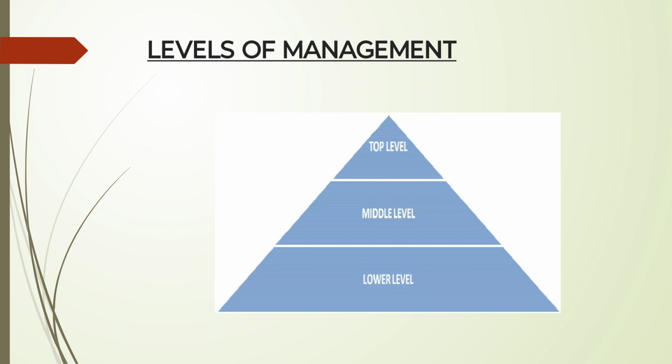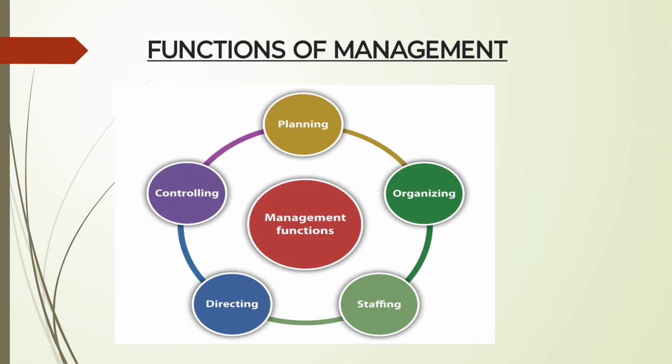There are three levels of management: top level, middle level, and lower level. The next topic is the functions of management. The functions of management contain five parts: planning, organizing, staffing, directing, and controlling. These are the basic things of management. From the second unit we discuss planning, the third unit is organizing, the fourth unit is directing, and finally the fifth unit is controlling. These functions are discussed elaborately in the next chapters.